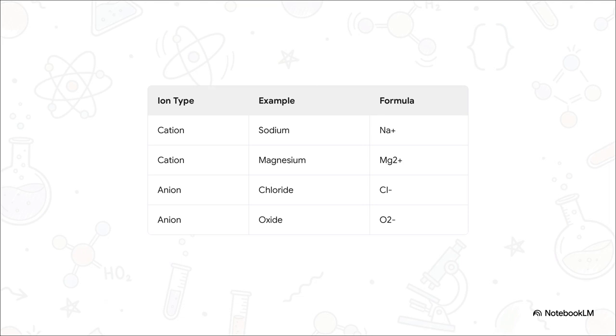Let's look at a few examples. So sodium, that's Na+, has a +1 charge. It's a giver. But then you have magnesium, Mg2+. That little 2 means it's a +2 charge. It gave away 2 electrons. On the other side, the takers, you have chloride, Cl-, which is -1, and oxide, O2-, which is -2. You see that little number?